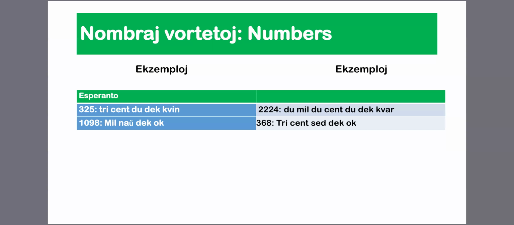On 368, there is a mistake. I wrote sep instead of ses. Ses is 6. So I'm going also to correct it. Tri cent, ses dek ok. So this is how we can read.